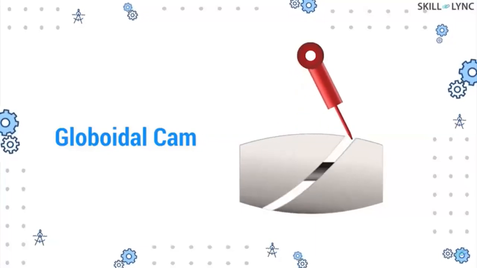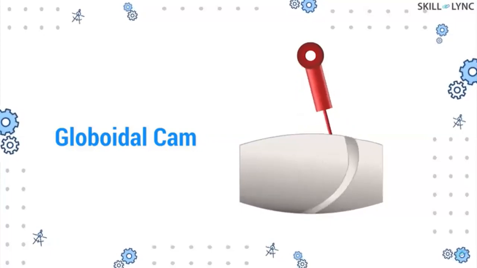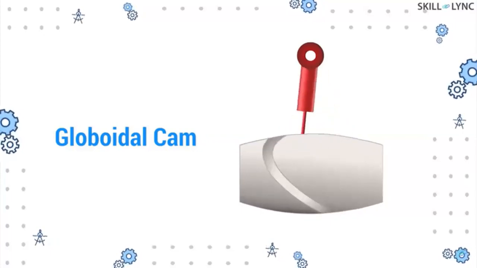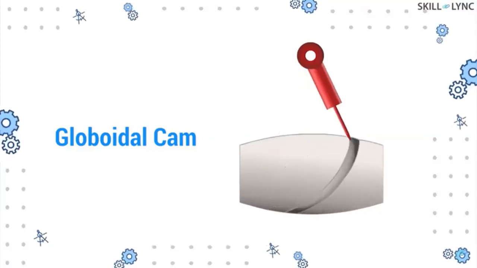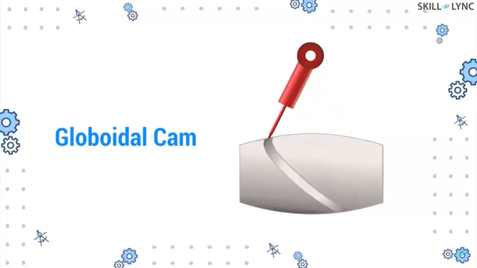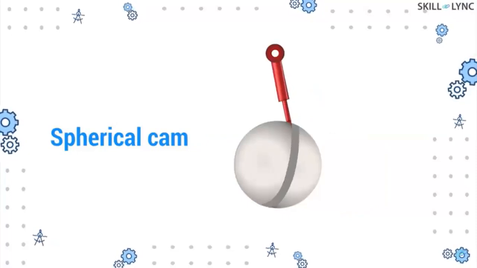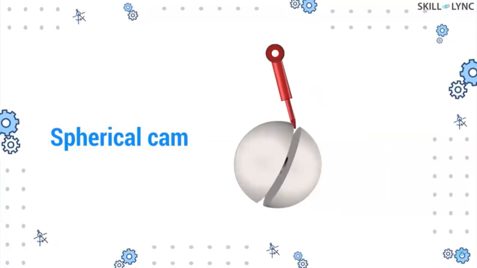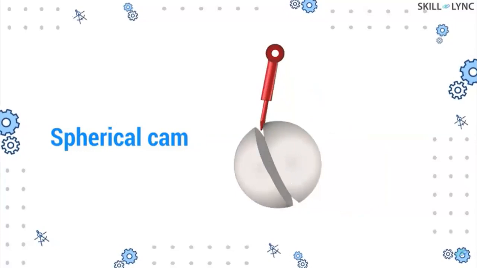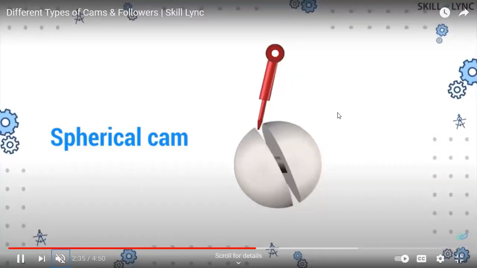So this is the globoidal cam, which has a groove in its end. This is the spherical cam, which has a ball type surface, and the follower is used to oscillate from the spherical cam.